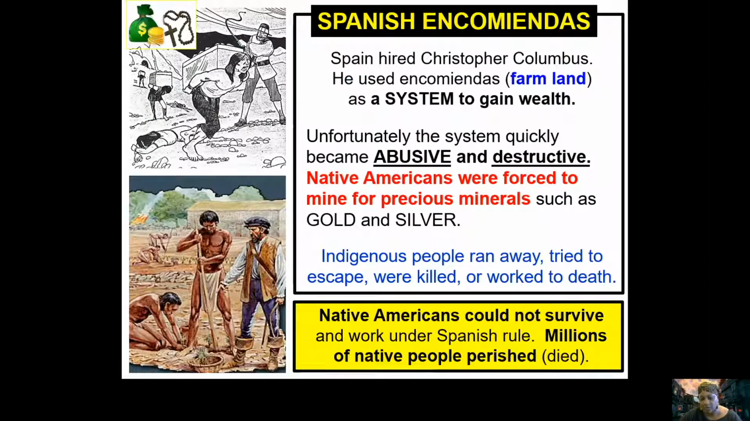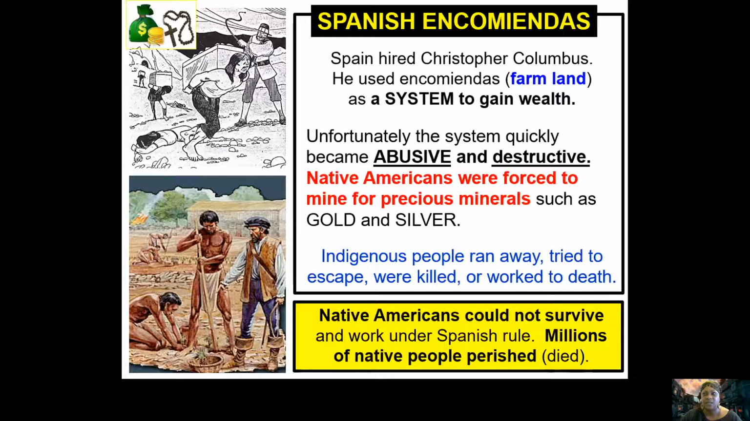Now let's talk about the Spanish Encomiendas. Spain hired Columbus to come to the New World. Christopher Columbus was colonizing the area, claiming the area for Spain. And the whole focus is to get wealth. Well, you have to have workers if you're trying to get wealthy, and the Spaniards will enslave the Native American people, the indigenous people in the area, and force them to work in the mines, looking for gold, looking for silver and other precious minerals.